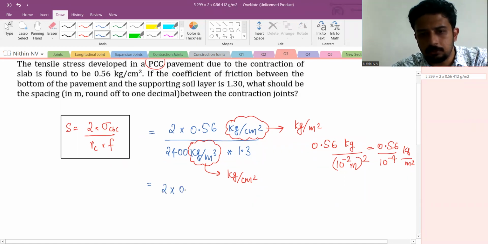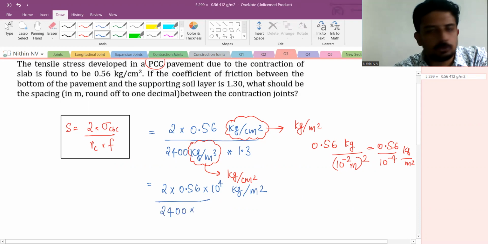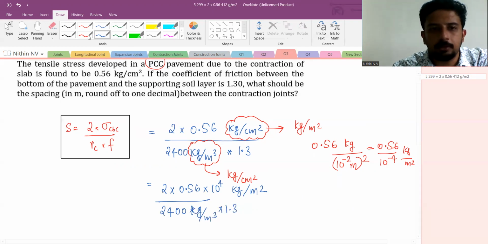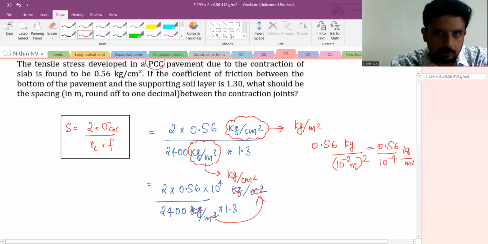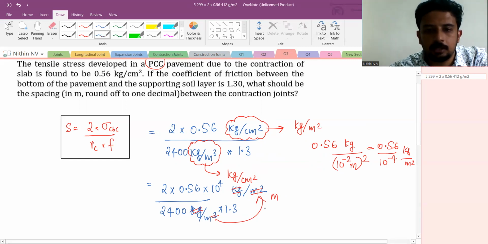Okay. So 2 into 0.56 divided by 10 raised to minus 4. It will go up. Right, now it has become kg per meter square, divided by, it is PCC, so 2400 you need to take. So this is in kg per meter cube into 1.3. Now what will happen? Kg will get cancelled. Now, meter square and meter cube, 1 meter square will go down, and this meter will go up. The answer we are going to get is in meter then.